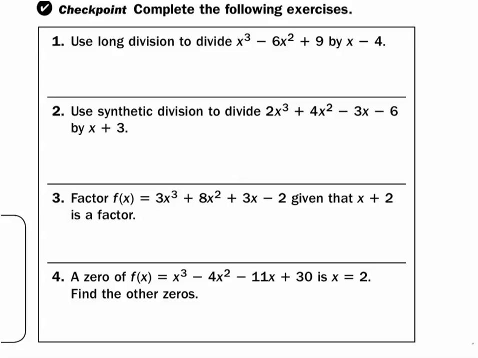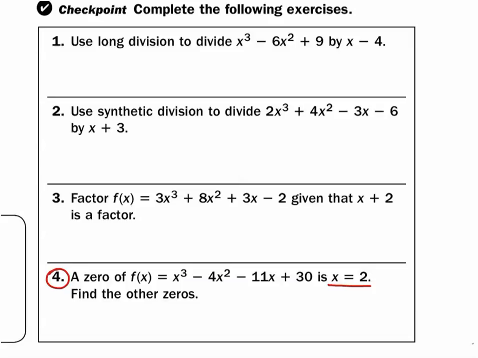Finally, we are here to do problem 4 in the checkpoint at the end of the notes. These are the notes for Chapter 5, Section 5. This is, I believe, Part 9 of the notes. Oh well. We are told that a zero of this cubic function is x equals 2. We need to find the other zeros.